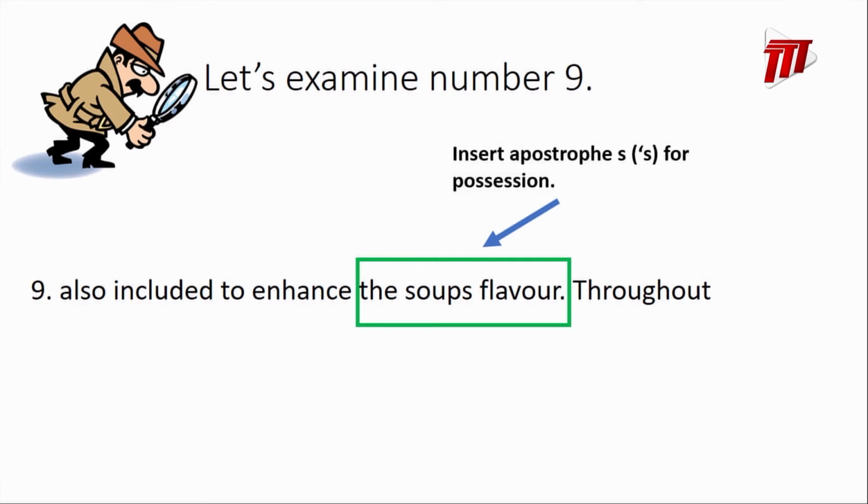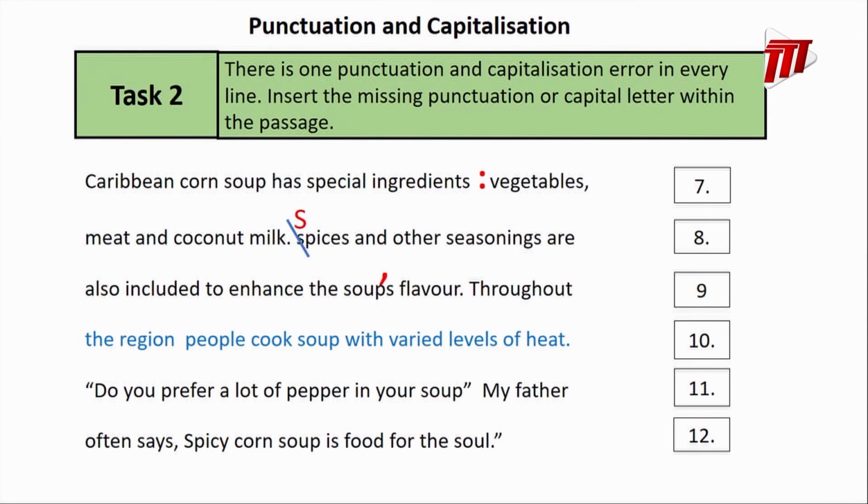We must insert the apostrophe, and where does it go? Before the S in soups. So we have the soup's flavor. Be sure to write it in your passage. S-O-U-P apostrophe S, and write it in clearly so it can be seen as an apostrophe. Do not write it so that it looks like a comma. You're not sure what it is. Make sure and use your pencil carefully and write it in carefully. Let's look at the next line.